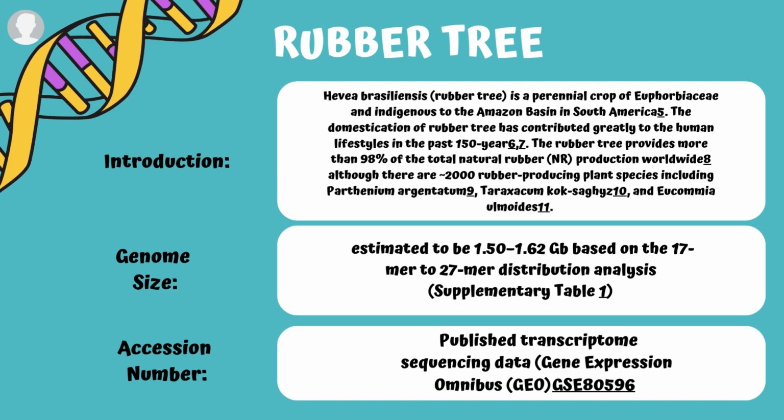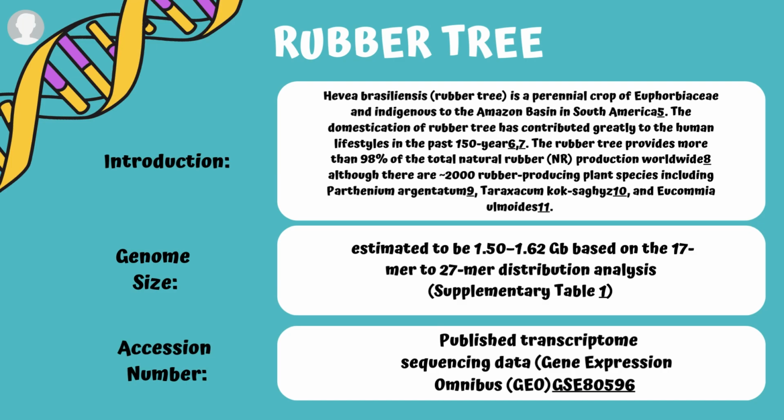The domestication of the rubber tree has contributed greatly to human lifestyles in the past 150 years. The rubber tree provides more than 98% of the total natural rubber production worldwide, although there are 2,000 rubber-producing plant species including Parthenium argentatum, Taraxacum kok-saghyz, and Eucommia ulmoides.